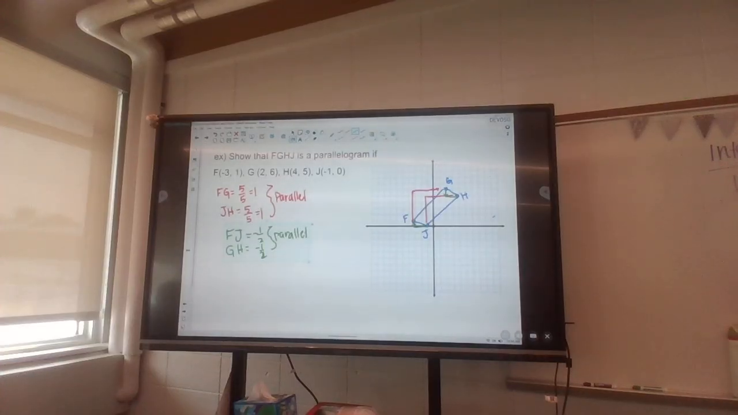Did anyone use anything else? Okay, so the girls up here, they did midpoint. They found the midpoint of each of those diagonals, and they should have the same midpoint. So if we found the midpoint of FH, remember that'd be -3 plus 4 divided by 2, 1 plus 5 divided by 2. But then we also have to check GJ as well. And they better be the same midpoint. It ends up being 1/2 and then 3, right?